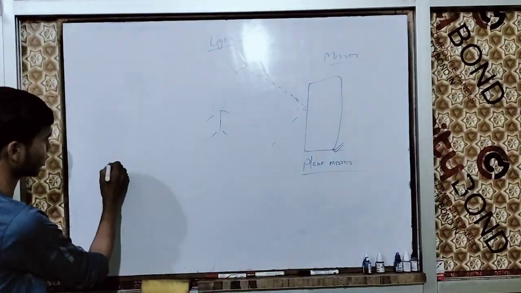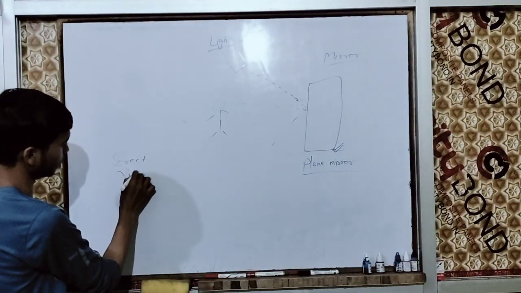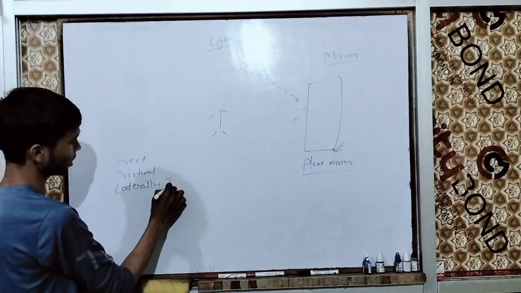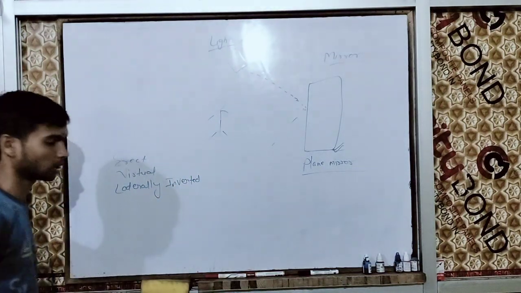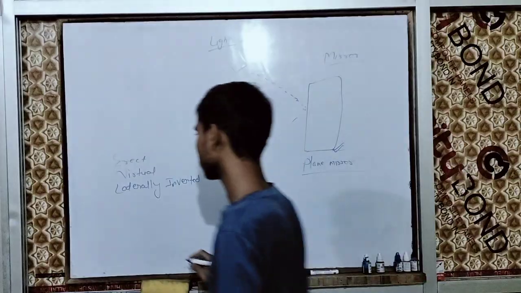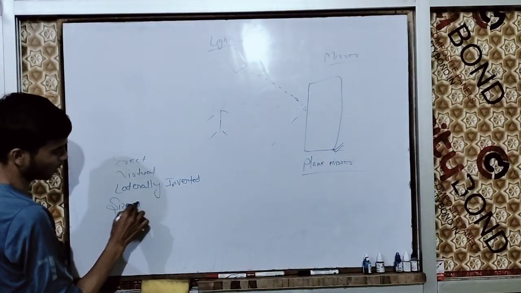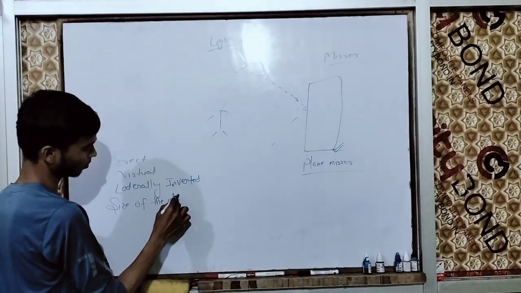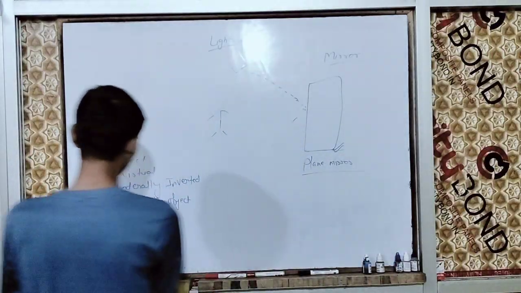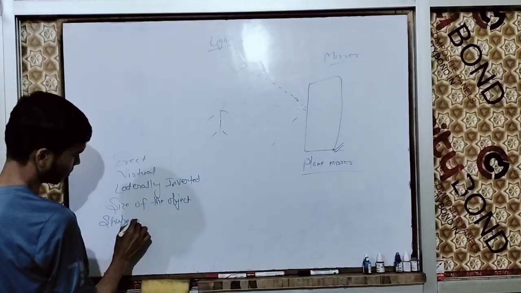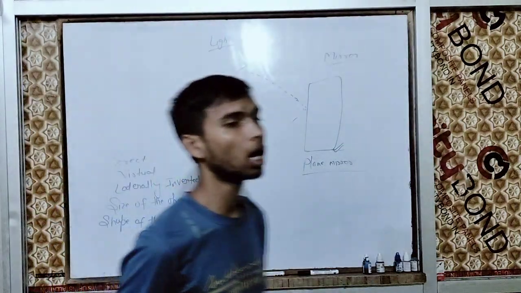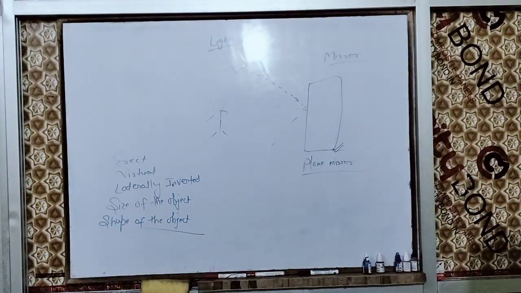Now about erect, virtual, laterally inverted. Erect, virtual, laterally inverted. What else? Size of the object. What else? Shape of the object. These are about how a plane mirror forms an image.